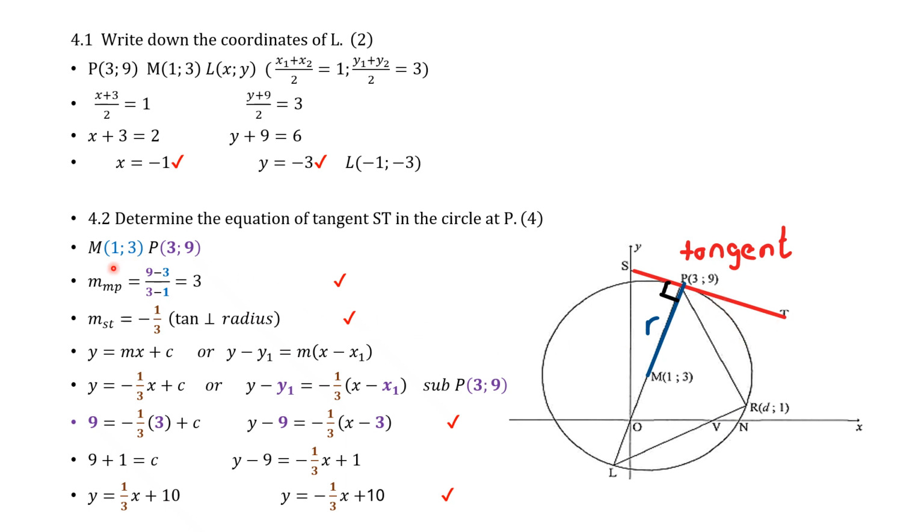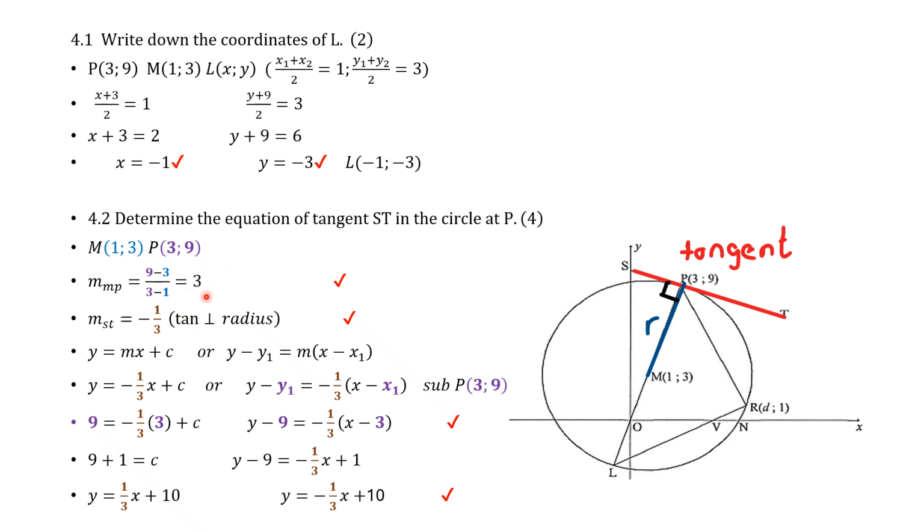So M is (1; 3), and P is (3; 9). For my gradient of MP: 9 minus 3 over 3 minus 1. 9 minus 3 gives me 6, 3 minus 1 gives me 2, and 6 divided by 2 gives me 3. So 1 mark for that gradient. The gradient of ST, which is the tangent, should then be flipped around. If that's 3 over 1, then the gradient of the tangent becomes negative 1 over 3.